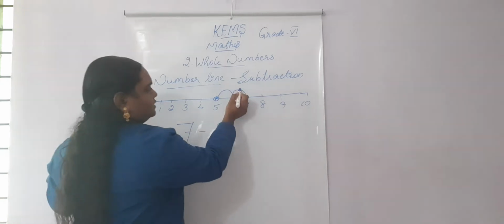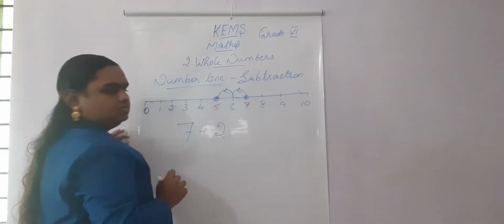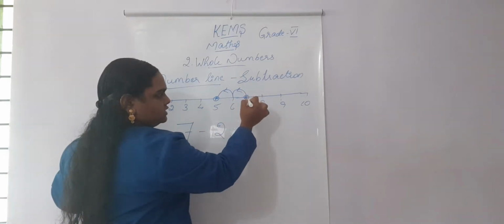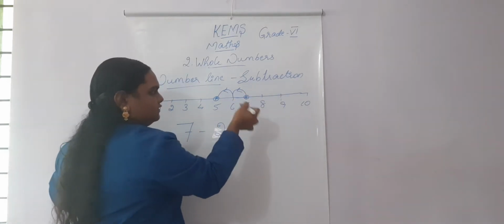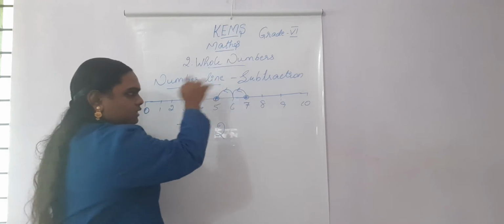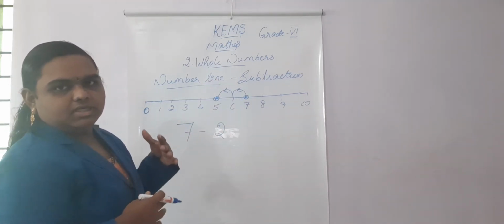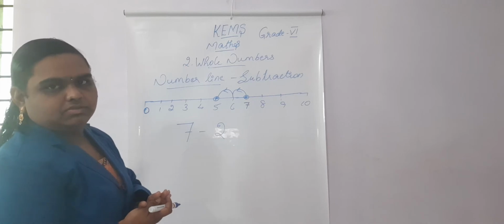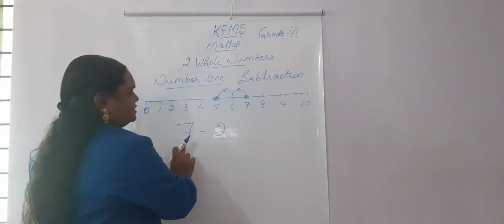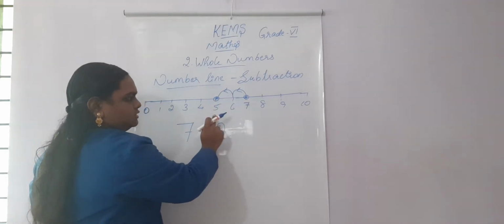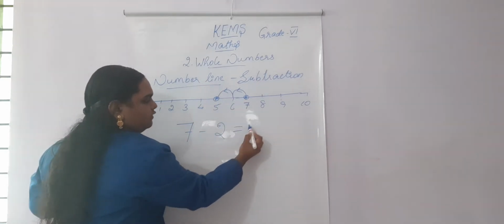Okay, this is the backward. If it is an addition question, you have to jump forward. If it is a subtraction, you have to jump backwards. This is the difference between addition and subtraction. So 7 minus 2, 7, 1, 2. So 7 minus 2 is equal to 5.